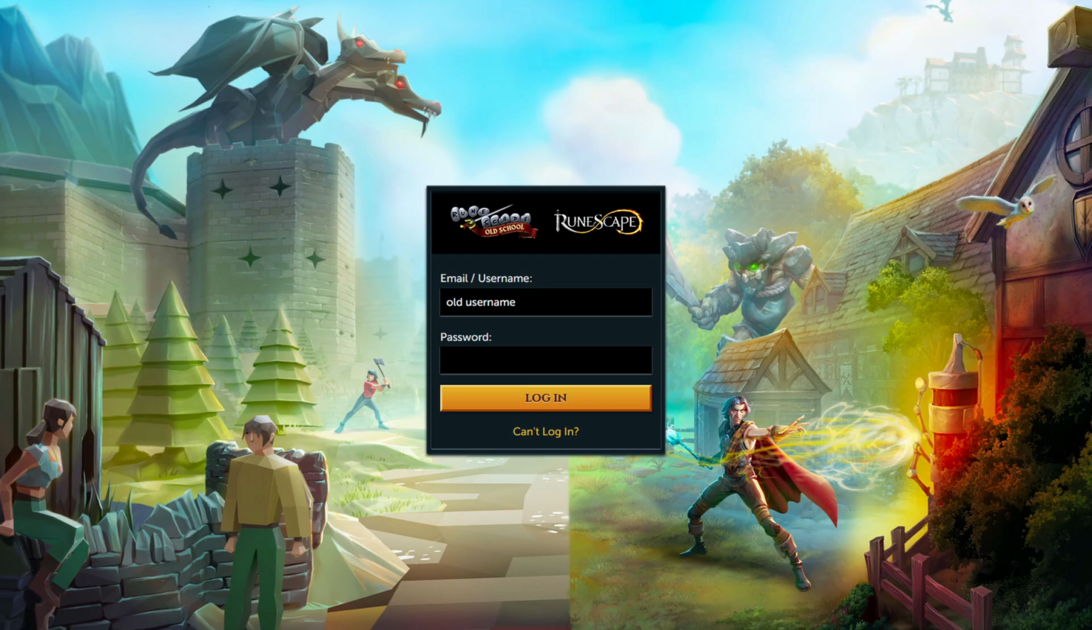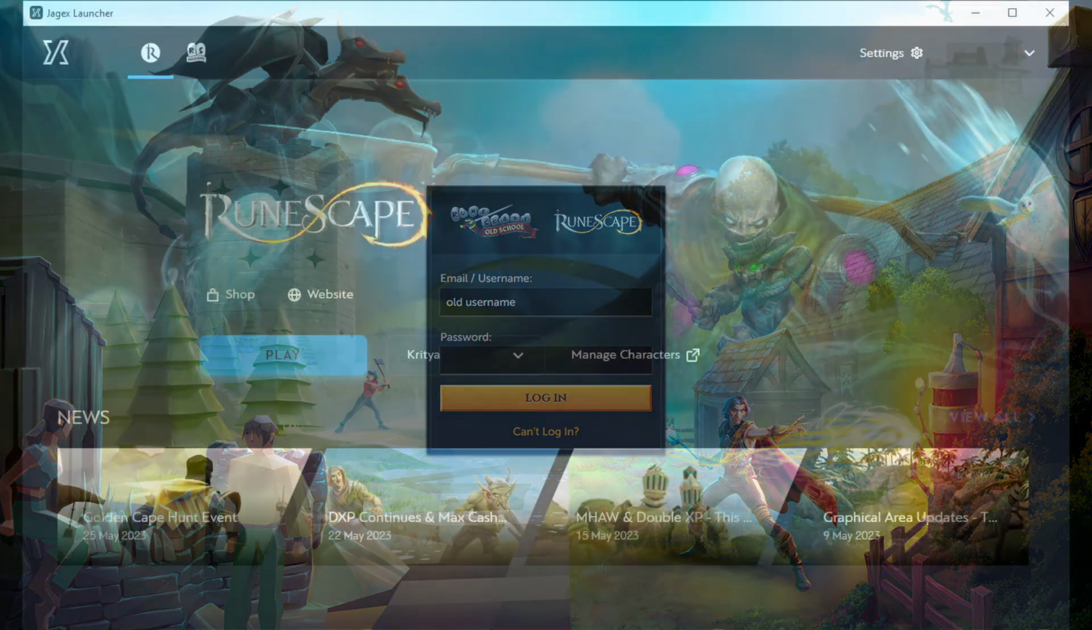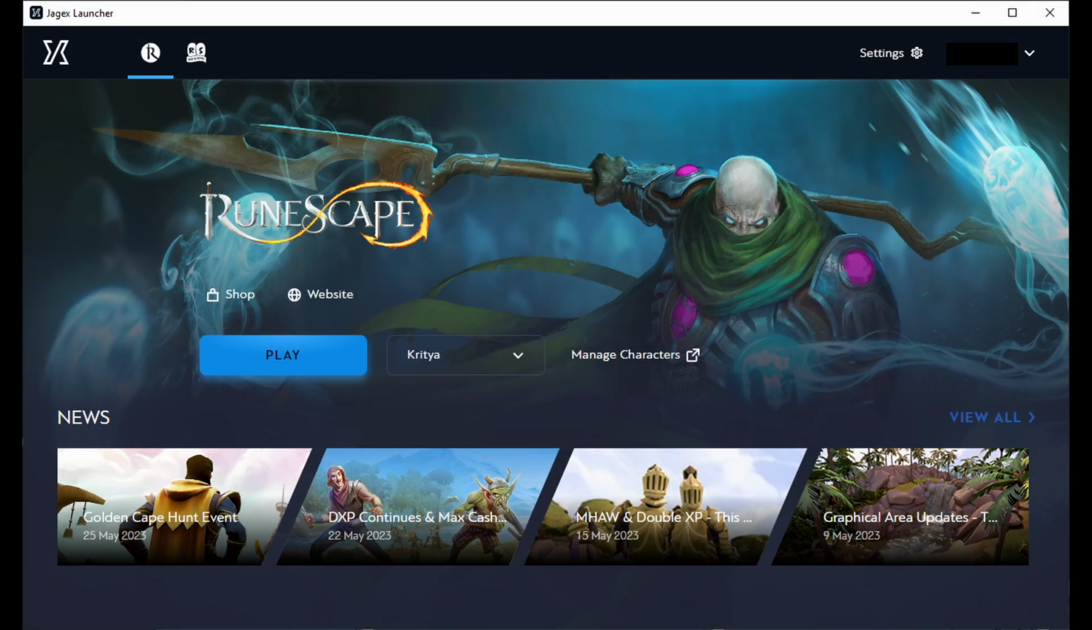Once a character has been connected to your Jagex account, its original login details can no longer be used to access the account. It can only be logged into via your Jagex account. And now you can just run the Jagex launcher, log into your Jagex account, and play that character, as well as any others you've connected.